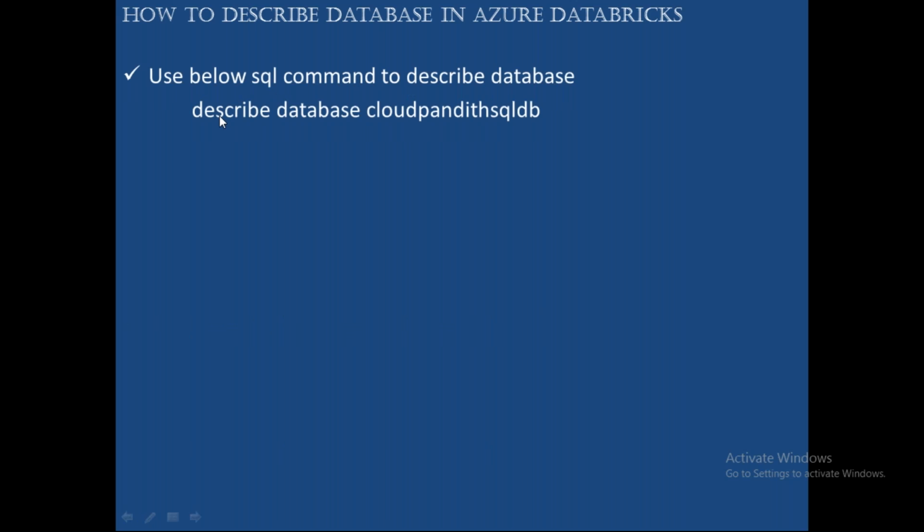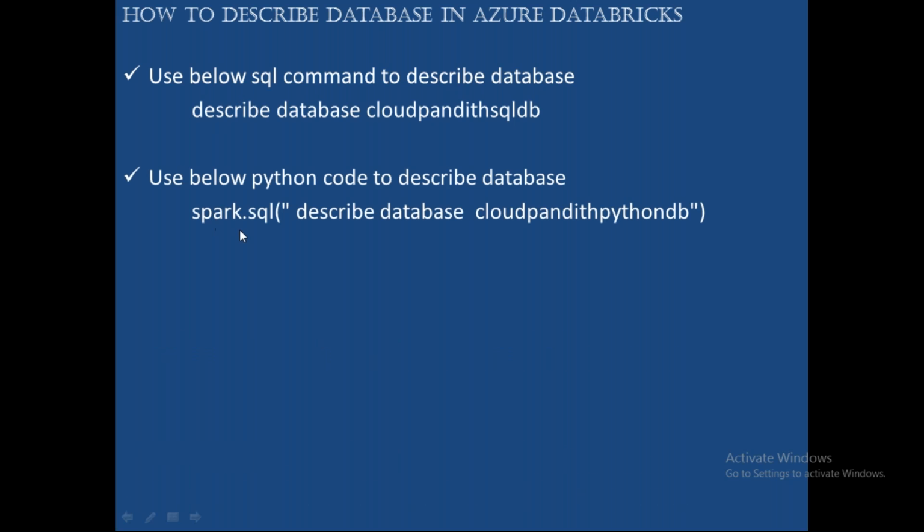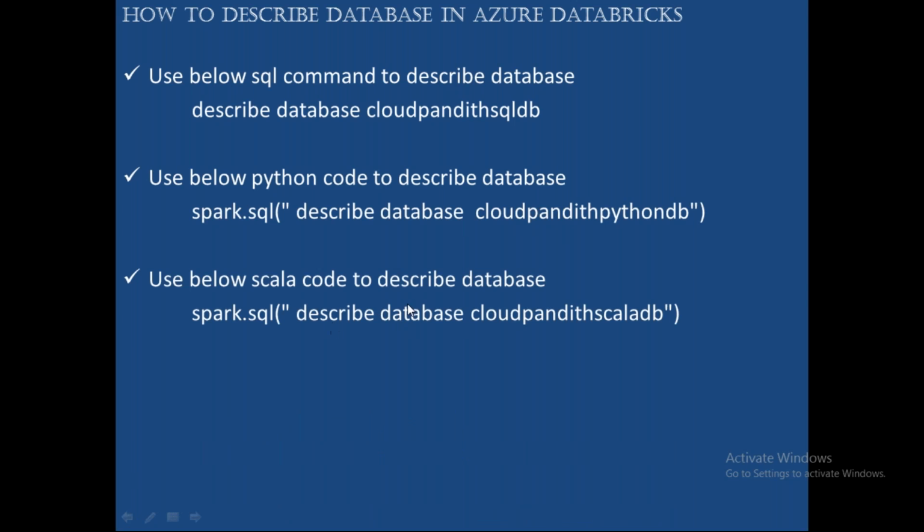So you can see here, use the below SQL command to describe a database. Describe database name. Instead of create, I just put describe here. Next, in the same way, I am using spark.sql. Here I'm saying describe database name. In Scala also, I'm saying describe database name.